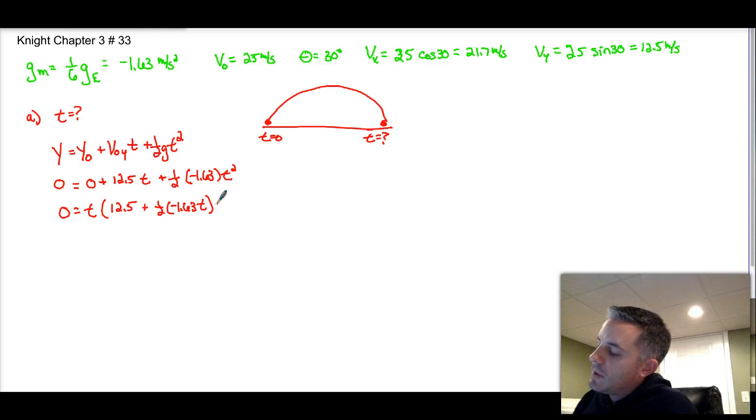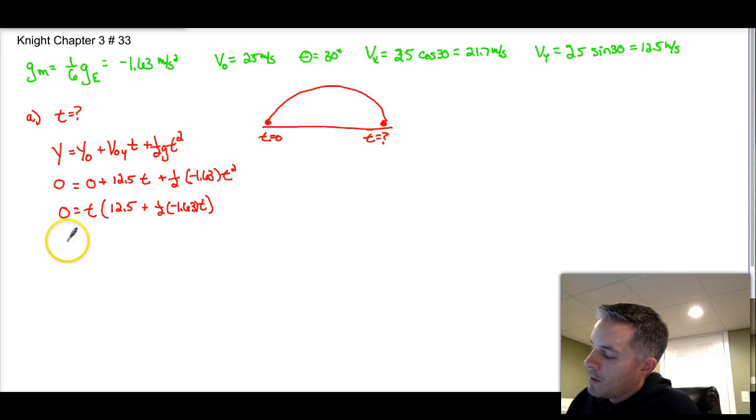And when we look at this, we can see that t has to be equal to 0, or this quantity right here has to be equal to 0. Well, we know that t equals 0 is right at the very start. So that time is not going to be helpful for us. So it's probably going to be this quantity right here that gives us the time that it is in flight.